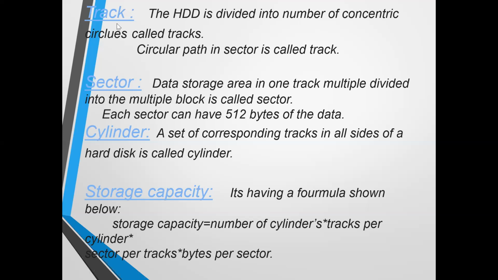And of course, we try to explain all of these that we've seen. Tracks: the hard disk drive is divided into a number of concentric circles, circular paths, called tracks. The sectors are the data storage areas in one track that are divided into multiple blocks, and we call these sectors. Each sector can hold 512 bytes of data. Cylinders are a set of corresponding tracks on all sides of the hard drive, and these are known as cylinders, where you're going to actually store this information.